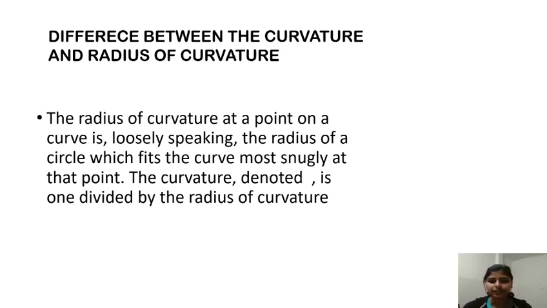The radius of curvature at a point on a curve is, loosely speaking, the radius of the circle which fits the curve smoothly at that point. The curvature is denoted as 1 divided by the radius of curvature.